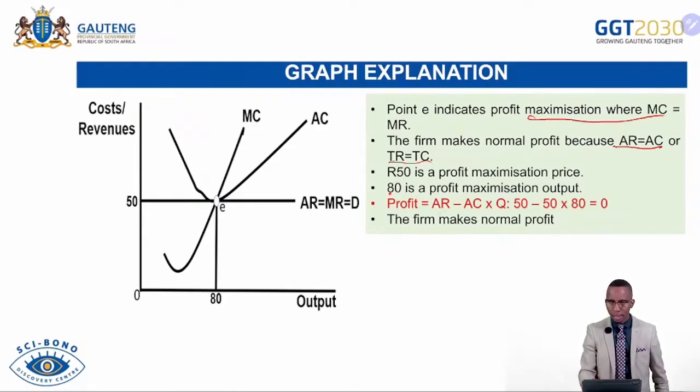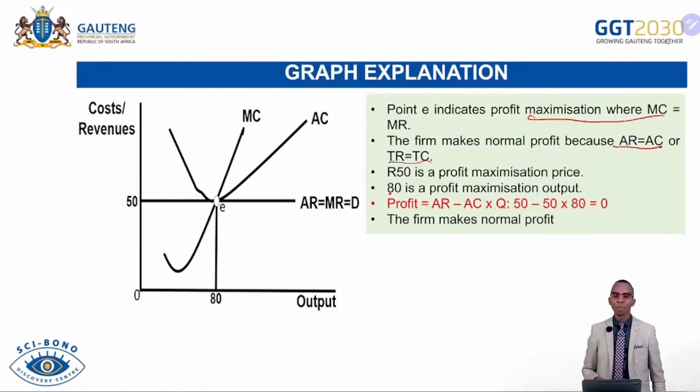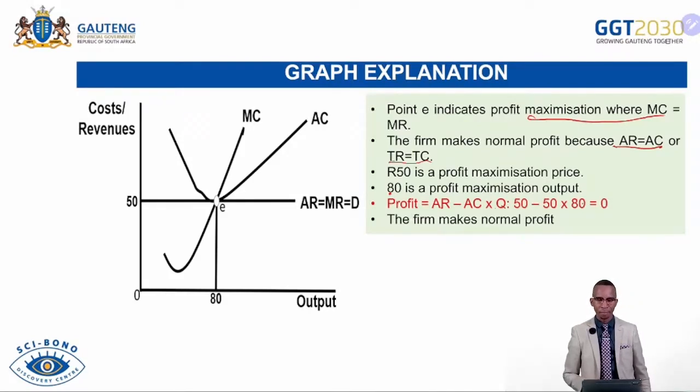And then let's see, profit equals AR minus AC times Q. So 50 minus 50 times 80 equals 0. Then it gives us the normal profit. The profit gained is 0. There is no profit gained by the business. We call that one a normal profit or the break even.